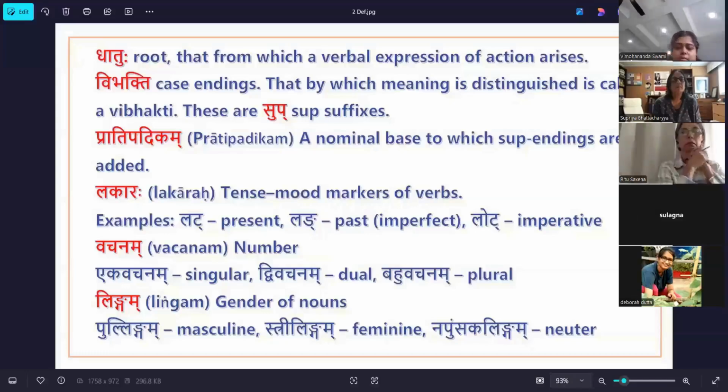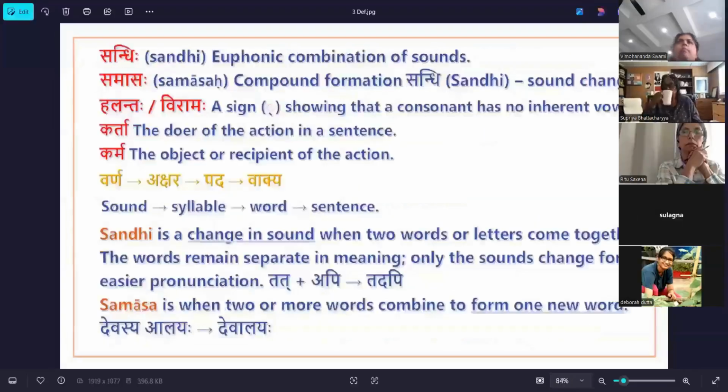Vachana we know: singular, dual, plural, that is ekavachana, dvivachana, bahuvachana. Linga: pullinga, strilinga, and napunsaka linga is special. Sandhi is euphonic combination of sounds. Sandhi is just to ease pronunciation, that's all. But samasa is a compound. So two or more words will form a new word.